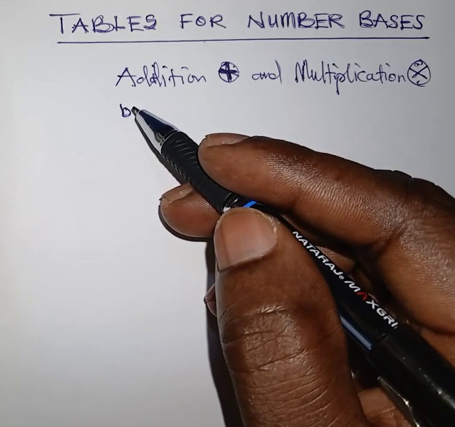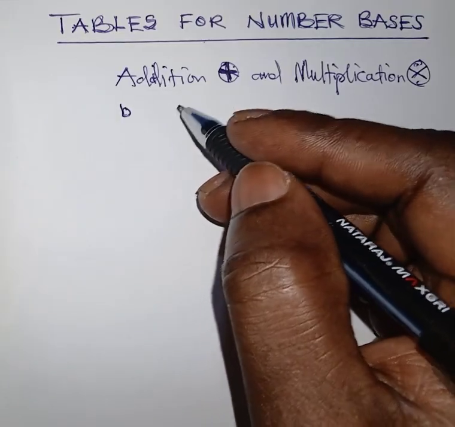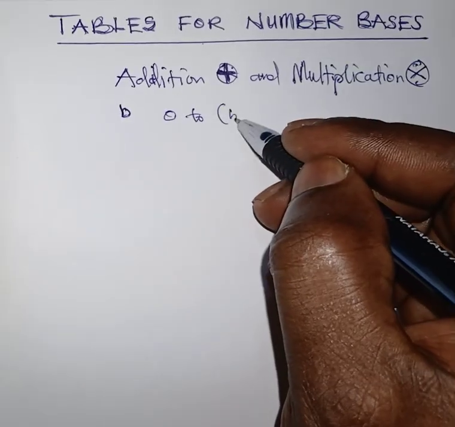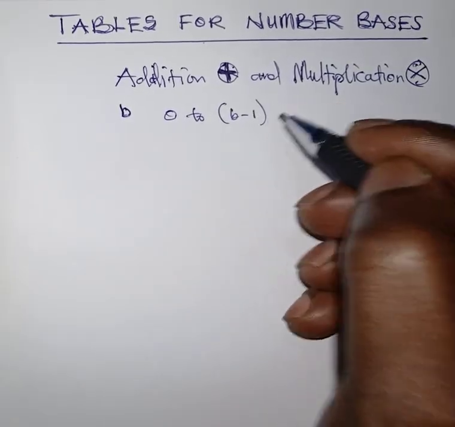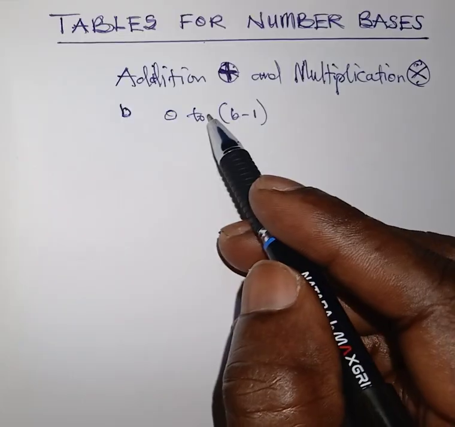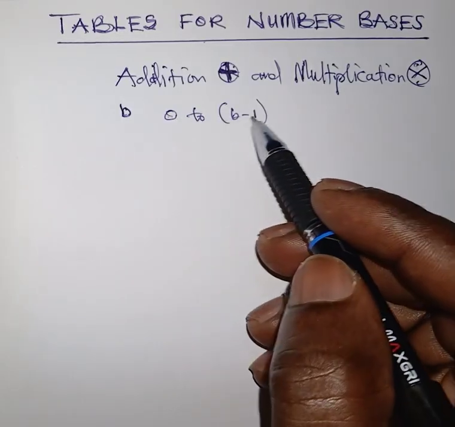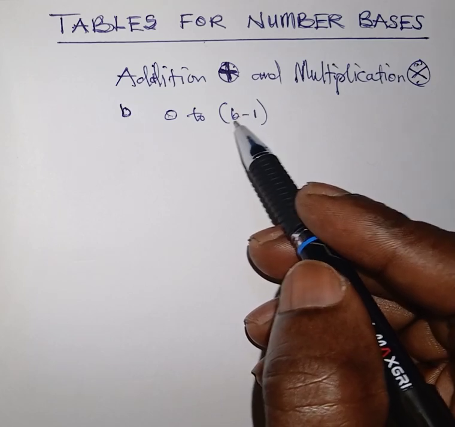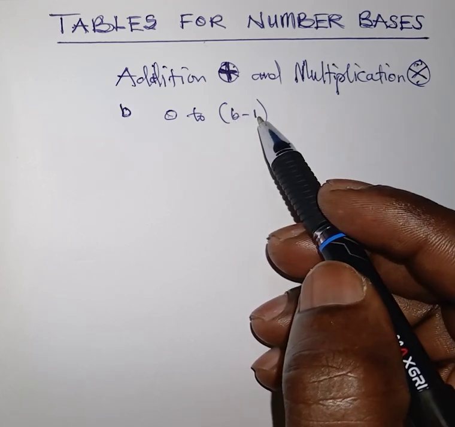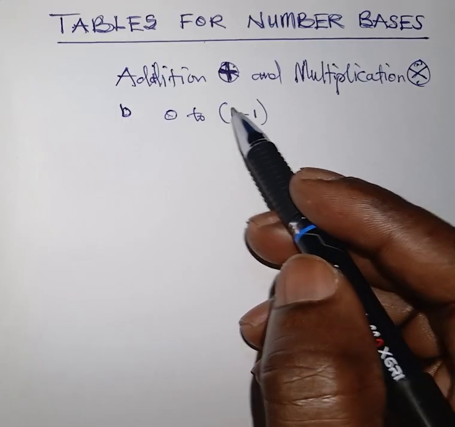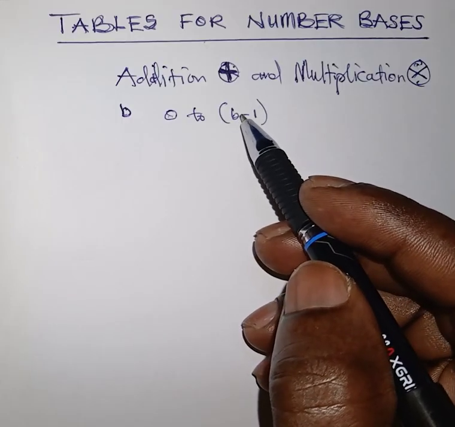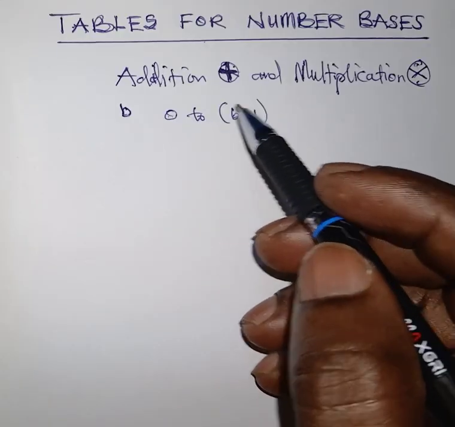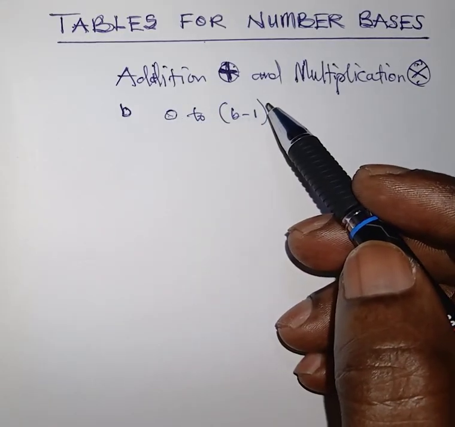So let's say you are given base b, then you start writing numbers from 0 to b minus 1. Yes, so these are the numbers that you are going to generate, numbers from 0 to b minus 1, where b is the specific base given. So it means that the last digit should be b minus 1. That means if you subtract 1 from the base given, that should be your last number, and you are going to write all those numbers for the first column and the first row.